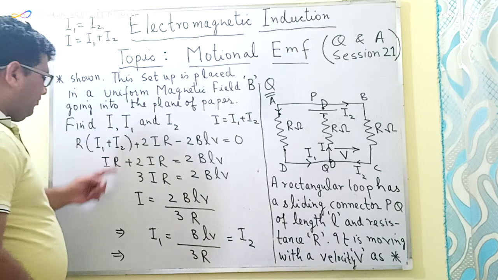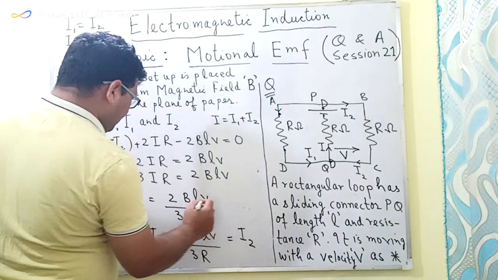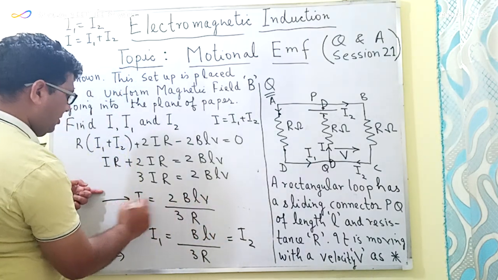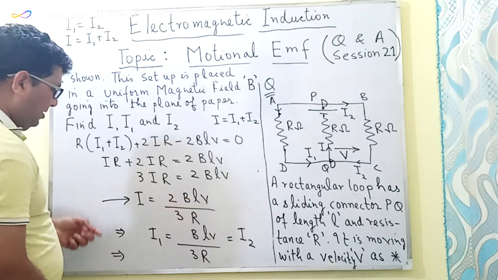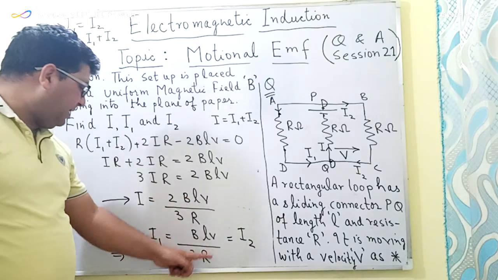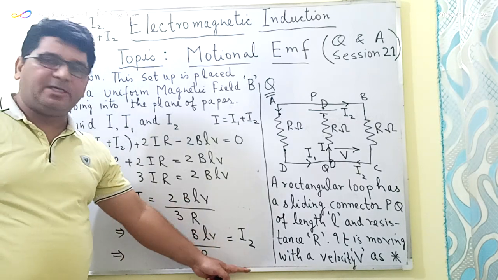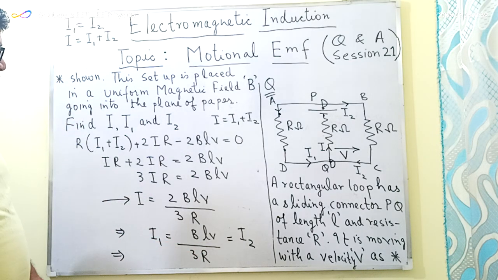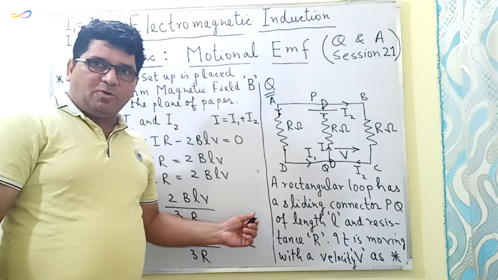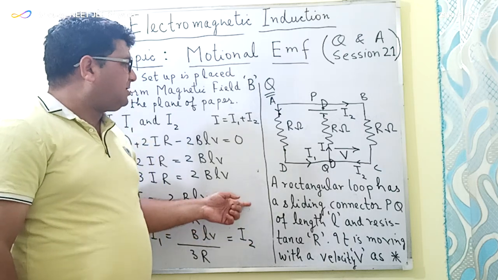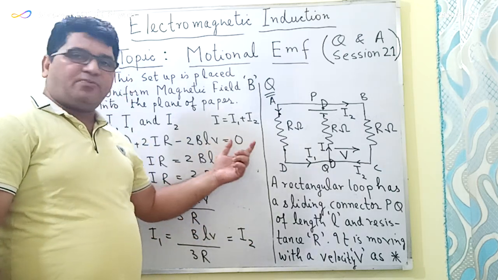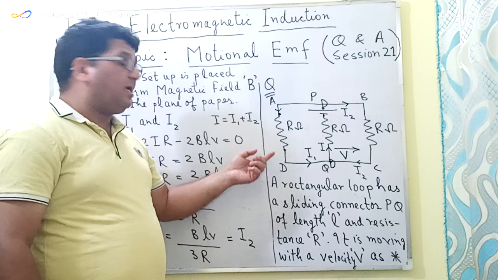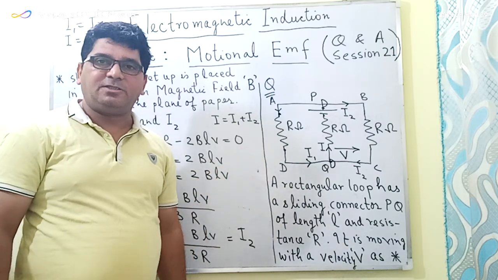So the value of I is equal to 2BLV upon 3R, the value of I1 is equal to BLV upon 3R, and the value of I2 is also equal to BLV upon 3R. Thank you very much for joining this session. The most important point about this question is that apart from using the concept of motional EMF, we have also used Kirchhoff's loop rule and the junction rule.